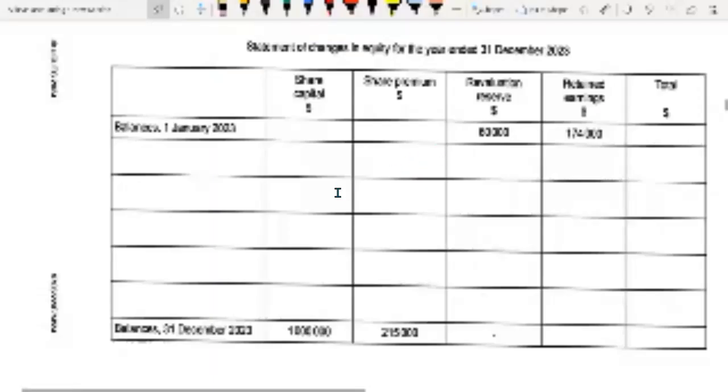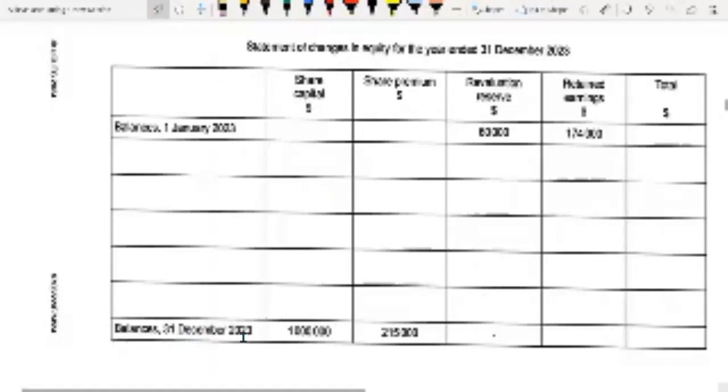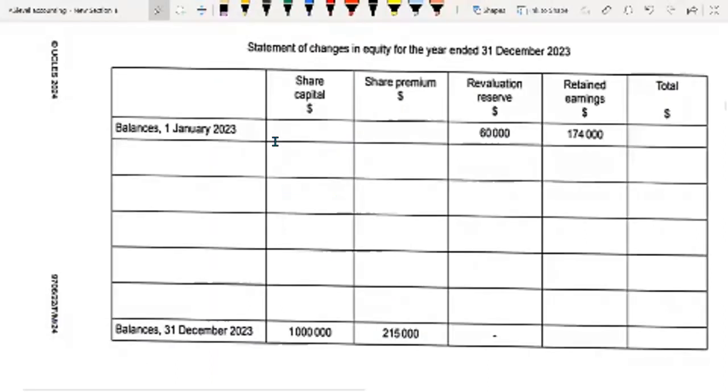Okay, so basically the problem in this question is that we don't have the balances, the first January 2023 balances in the share capital and in the share premium. But we have the balances at the end of the year in share capital and in share premium. So first of all, we have to find out the balances of the share capital and the share premium at the start of the year.